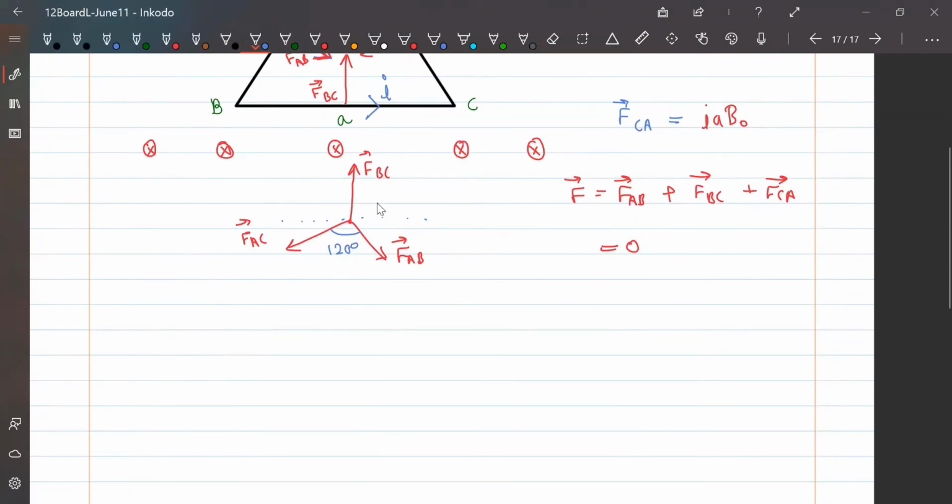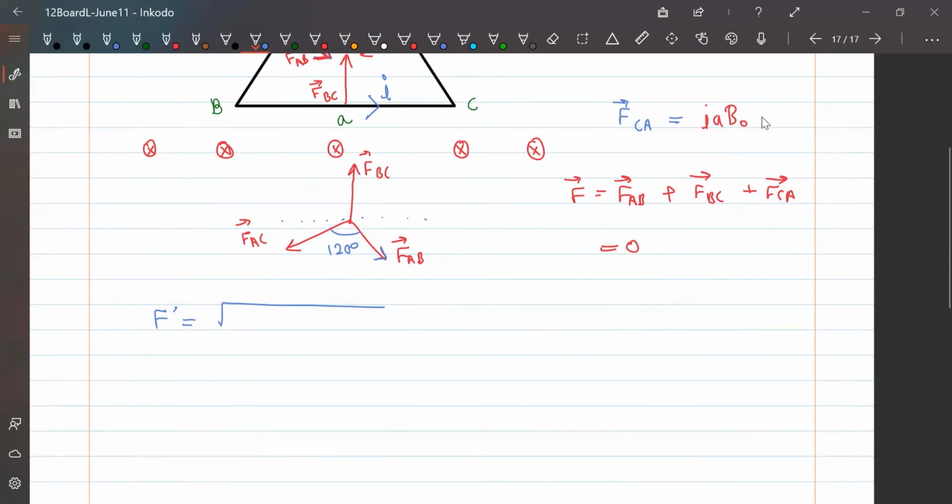Apurva, are you okay with this diagram? 3 vectors, angle between them. Yes, sir. Okay. So I'll find the resultant between these 2. So there is this resultant of AC and AB. Let me call this F dash.